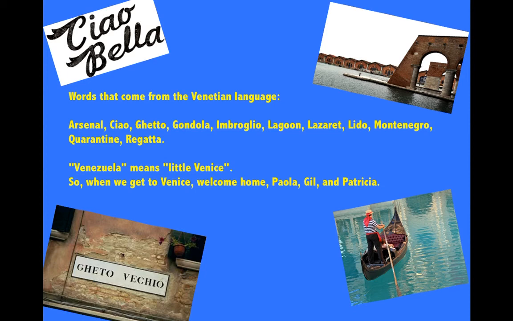gondola, which you may describe a telecabine as, but it was a boat that people rode in, and also the word ghetto, where the Jewish people of Venice were forced to live in the Middle Ages. Also, the word Venezuela means Little Venice. So when we get to Venice, Gil, Paula, and Patricia, you're going to be en casa.